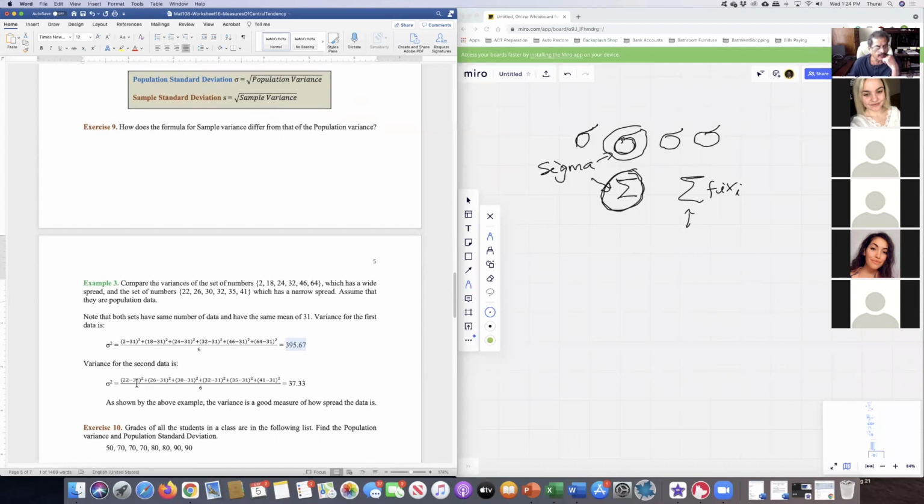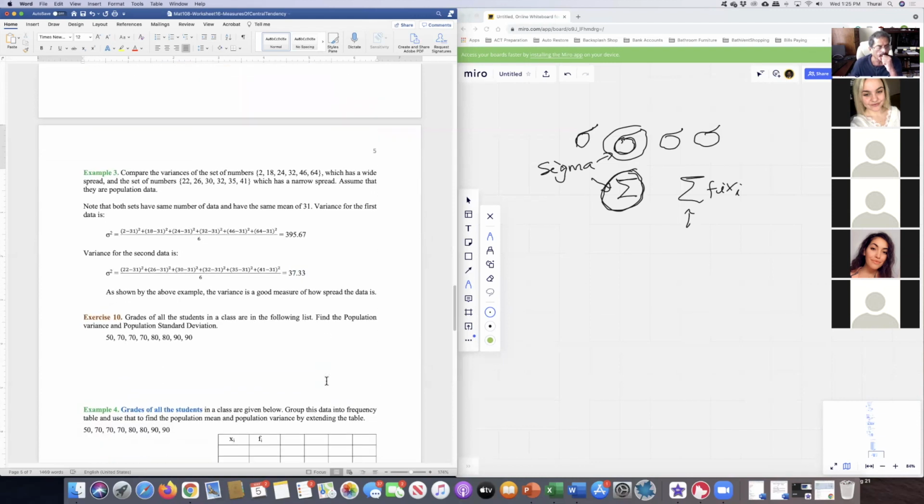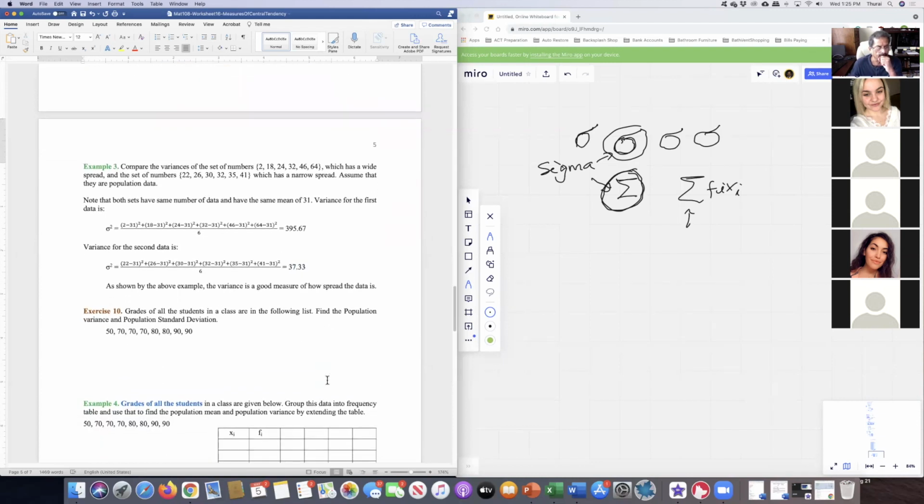For the second data, if I apply the same thing, 22 minus 31, 26 minus 31 squared, 30 minus 31 squared, and so on, I'm getting 37.33. See how different they are? The first data was dispersed more, and it has a much larger value for the variance. The second data has a smaller one, 37.33. Okay, so that's how you find them.